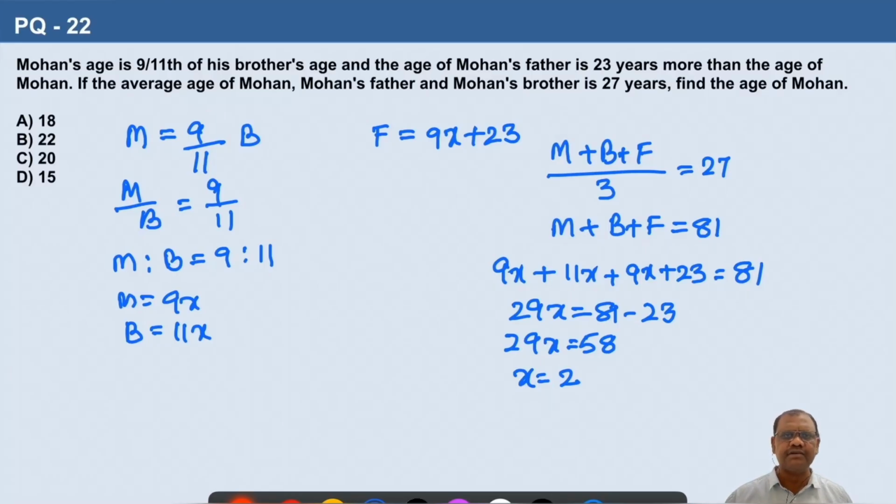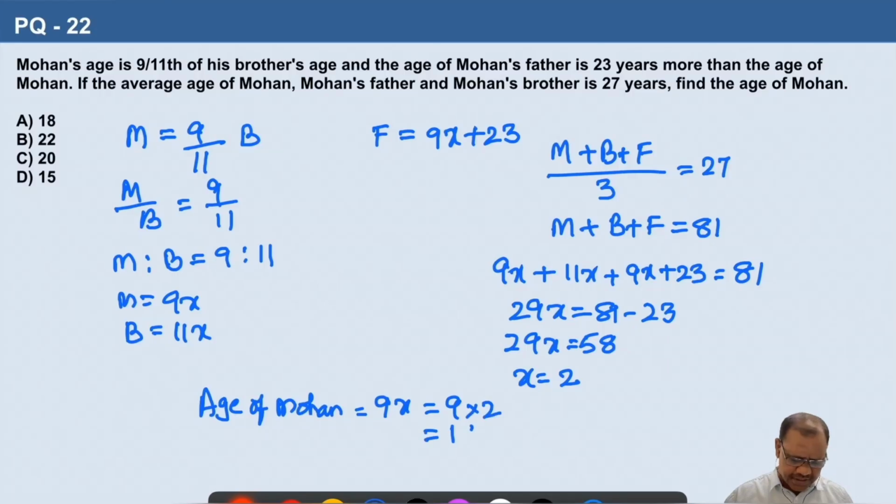So we need to find out the age of Mohan. Age of Mohan is 9x, which is 9 into 2, 18 years. 18 years is the age of Mohan. Correct answer is option A.